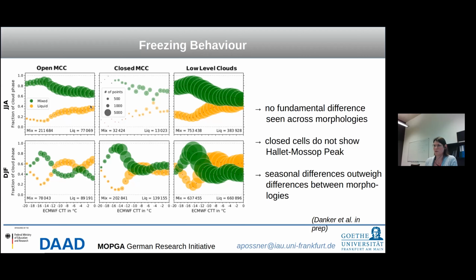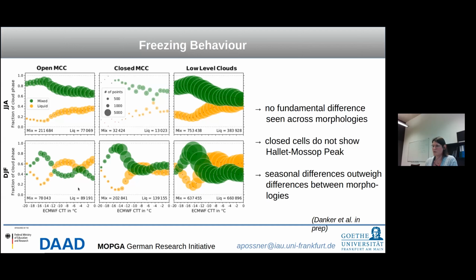If we look in the top row for now, we again see very little difference between what the mixed phase and the liquid phase clouds do for the different MCC regimes, and in fact, with regard to the general low-level cloud climatology. We do see stark differences across seasons though. Austral winter tends to show generally more mixed phase clouds than austral summer, and this is the case for all regimes. And we see this growing arc of increased mixed phase cloud occurrence for temperatures colder than -12, which we understand quite well through different freezing mechanisms that are happening inside these clouds.